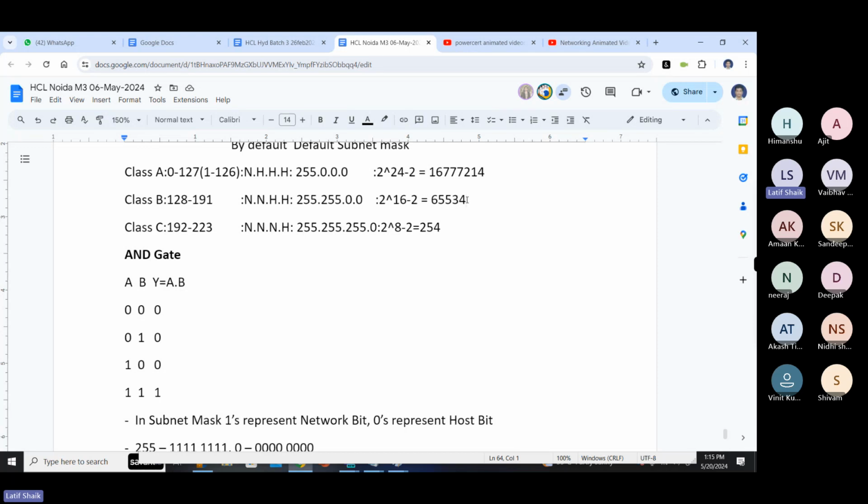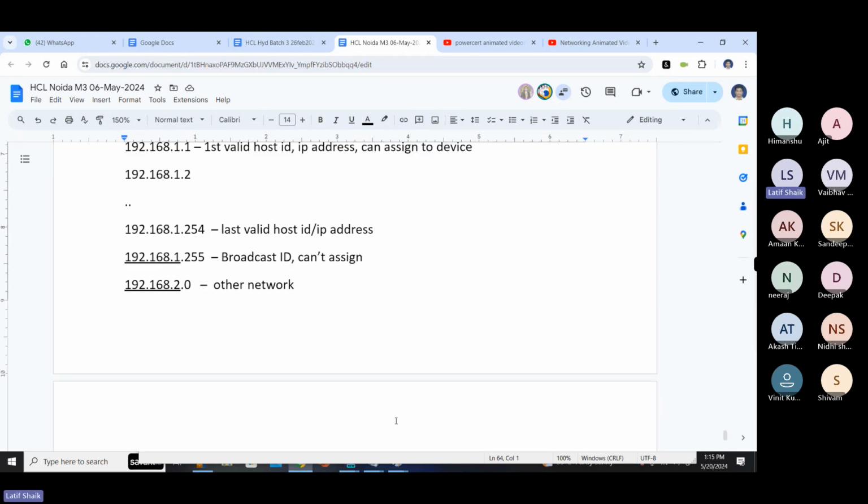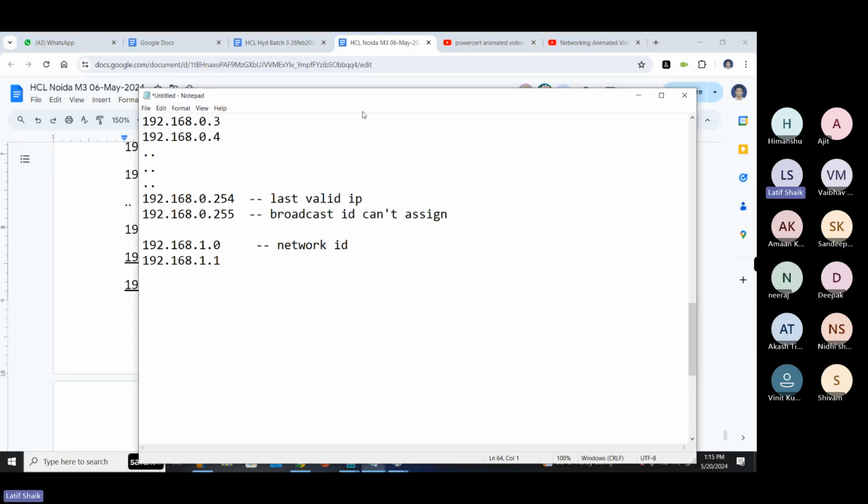The same goes for class A. See, 3 host octets. It means 8-bit, 8-bit, 8-bit, totally 24. 2 to the power of 24 minus 2. It is 16 million. Precisely, 16,777,214 number of devices we can connect in a single network.